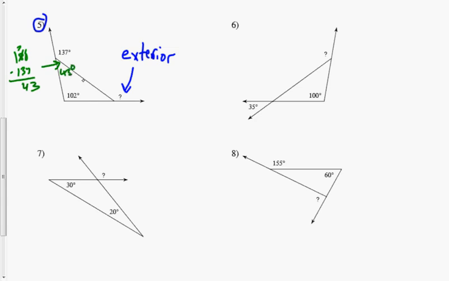And my knowledge of exterior angles tells me that the exterior angle is equal to the sum of the 2 interior angles that are not adjacent to it, that are not next to it. So that would be equal to 43 plus 102. 43 plus 102 gets me 145. So that's my missing angle.